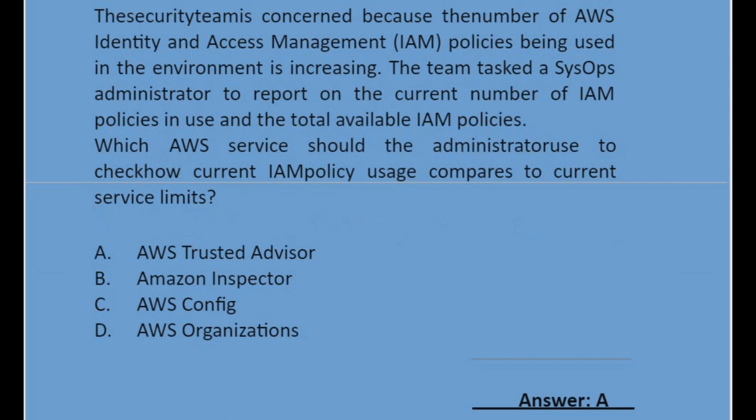Option A, AWS Trusted Advisor. Option B, Amazon Inspector. Option C, AWS Config. Option D, AWS Organizations. Correct answer is option A.